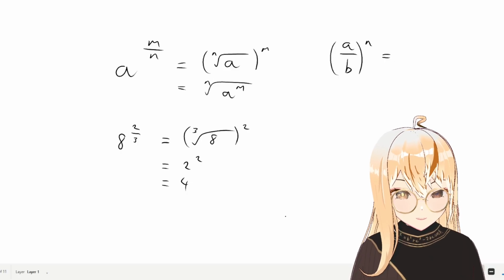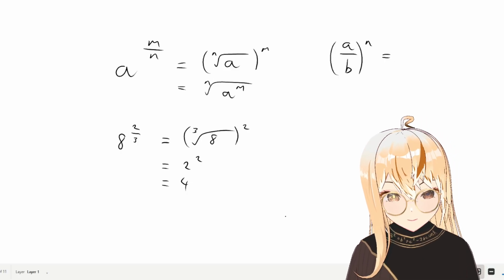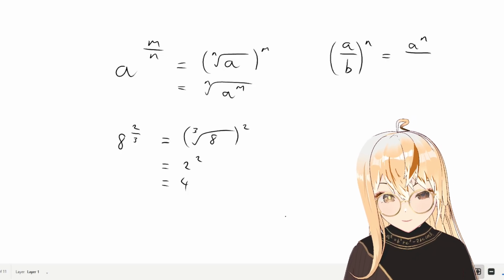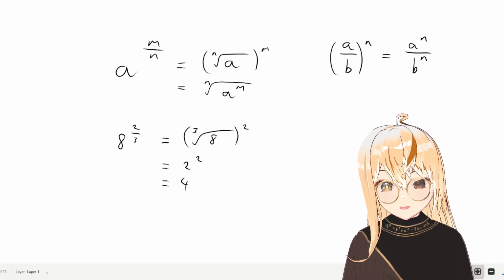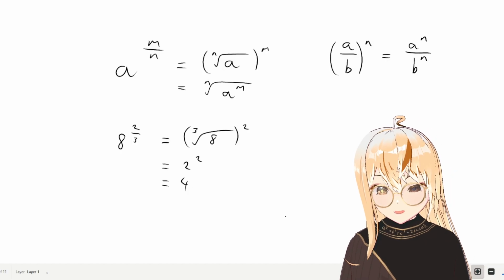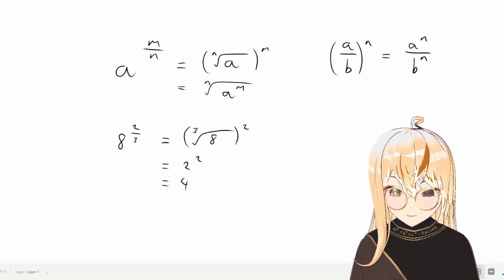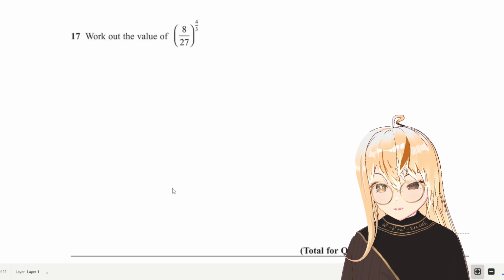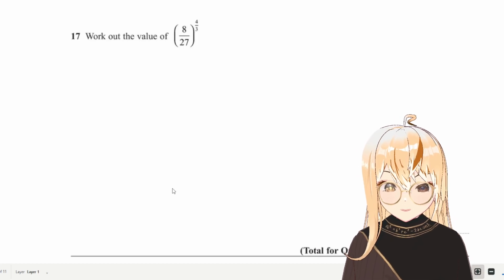So a over b to the n would be equal to a to the power of n over b to the power of n. And that'd be the same thing for these kinds of fractional powers too. Well, let's get right into the questions. Hope you're ready. So we've got a fractional power first.